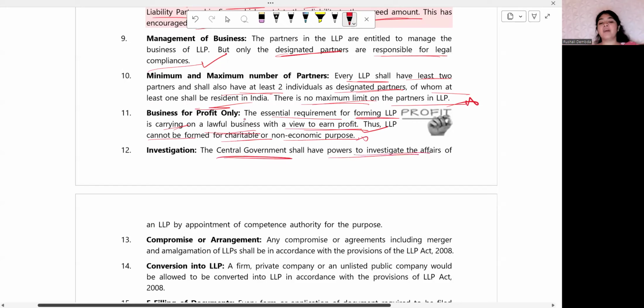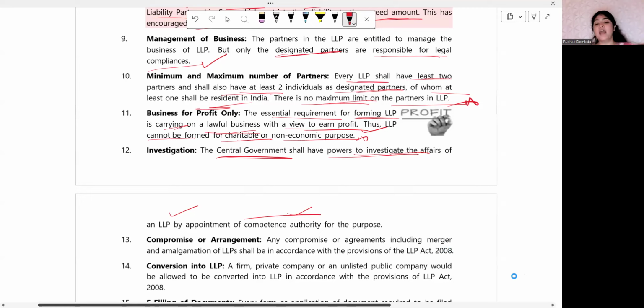The central government shall have powers to investigate the affairs of an LLP by appointment of a competent authority for the purpose. Whether the LLP is following all the rules and regulations or not can be checked by the central government. They can appoint any people to check the liability and the correctness of your LLP.